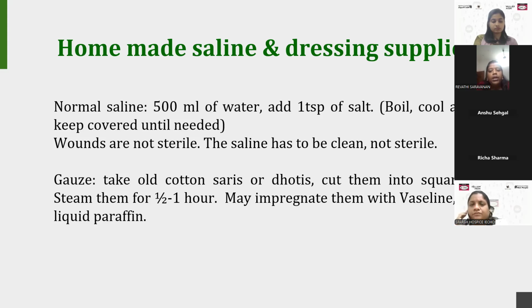Okay. Then for gauze pieces, we can take old dhotis, like cotton dhotis, cotton saris. They should be color free. Okay. So we have to cut them into squares and put them in a cooker. We have to steam them for half an hour to 1 hour. It will be a clean and sterile one, like the CSD method we are using in hospitals.